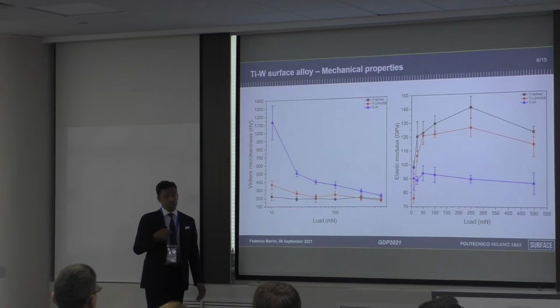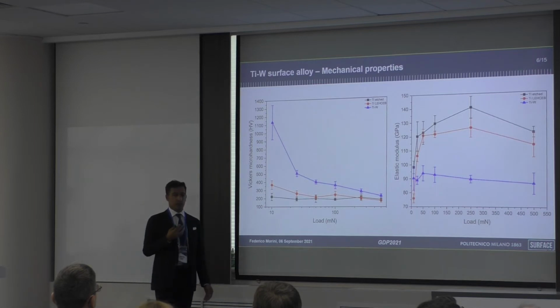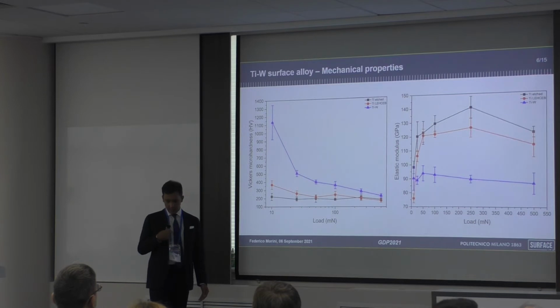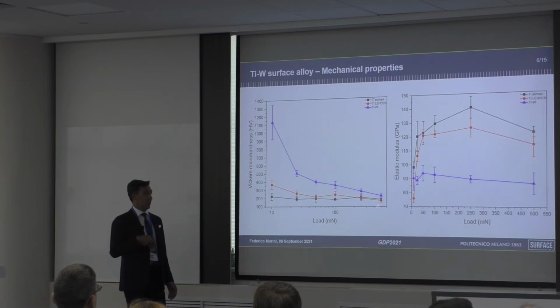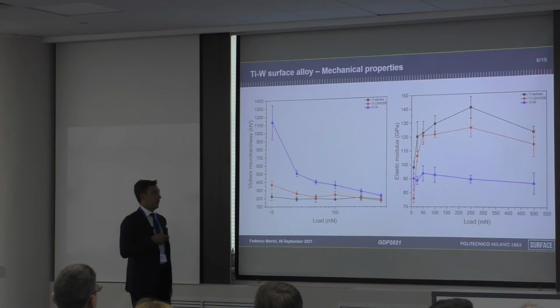Another interesting behavior is that the hardness tends to decrease with increasing applied load of microindentation. So we are going into the domain of titanium, we no longer feel the presence of tungsten, and we feel only the presence of titanium. And so at high loads like 500 millinewton, we are going to the same value as the initial condition.